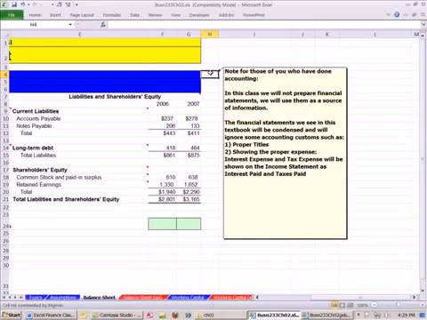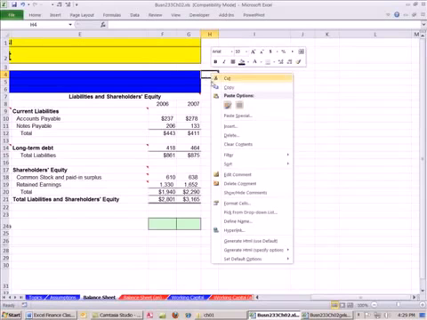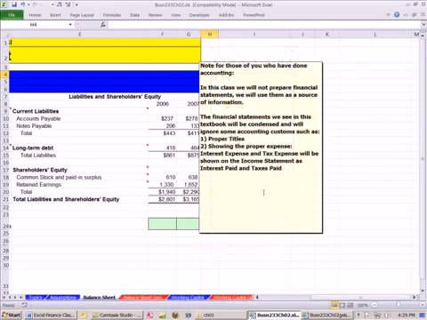Now, this is a note for those of you who have done accounting. And actually, you can right-click that and say Show Hide, and then it will show. In this class, we will not prepare financial statements. We will use them as a source of information. Actually, that's not quite true. We're going to do really, really basic financial statements with condensed numbers that finance people would use. The financial statements we see in this textbook will be condensed, and we'll.